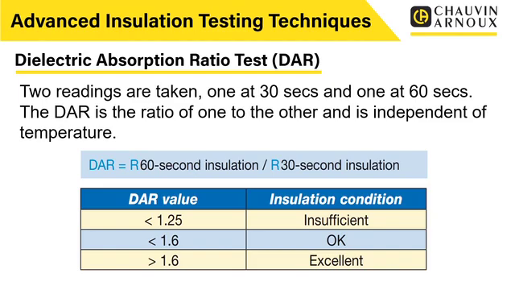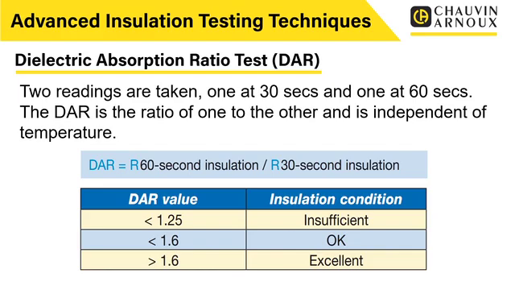What we can do then is apply that value using this table at the bottom here. If it's less than 1.25, the insulation is considered to be insufficient. If it's less than 1.6, it's considered to be okay. And if it's greater than 1.6, it's considered to be excellent. So this is just a simple ratio test, 30 seconds versus 60 seconds. We look at those values, and based on the number that we get, we divide one by the other. Then we can use this to determine whether that insulation is, as far as we can tell, in good condition.